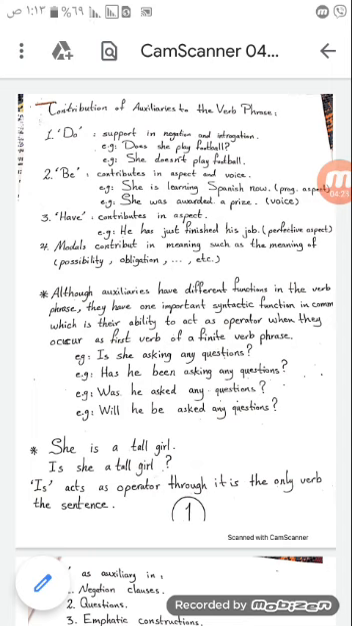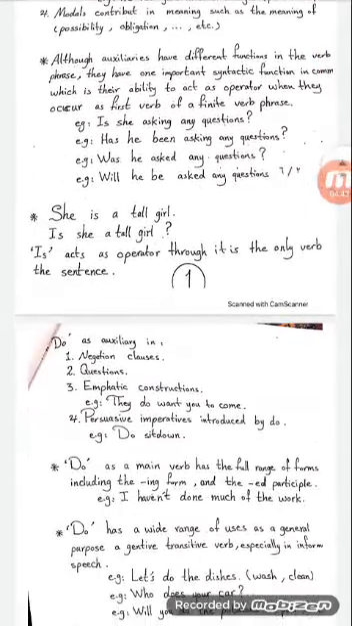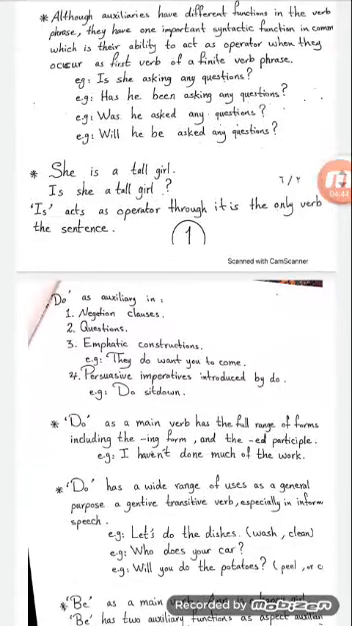Look at the following example. She is a tall girl. Is she a tall girl? Is acts as operator though it is the only verb in the sentence. So here we have is as operator because it is the only verb within the sentence. Do as auxiliary is used to support negation and interrogatives, and the third one is emphatic constructions.